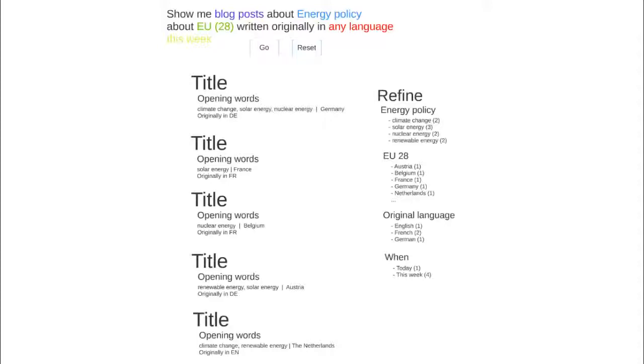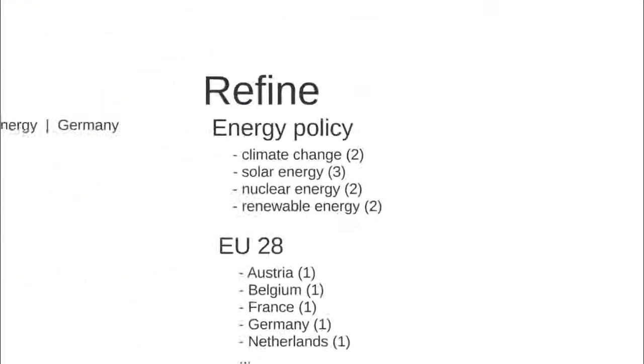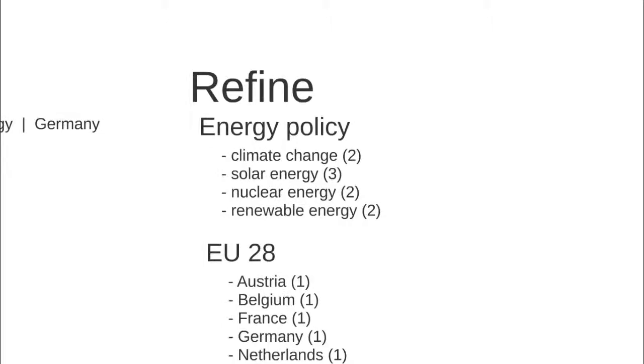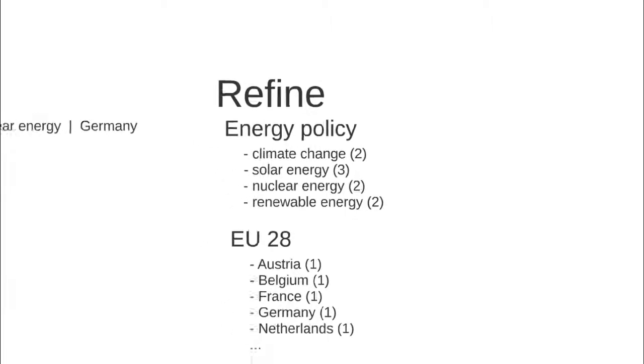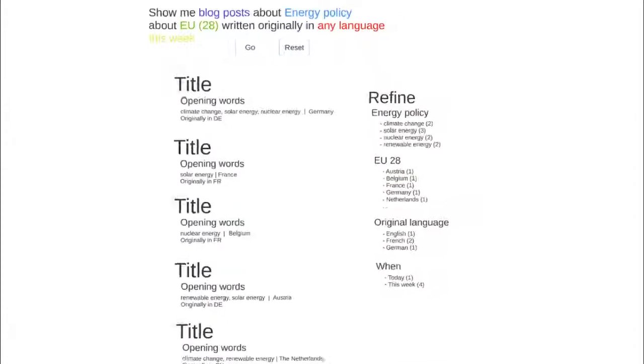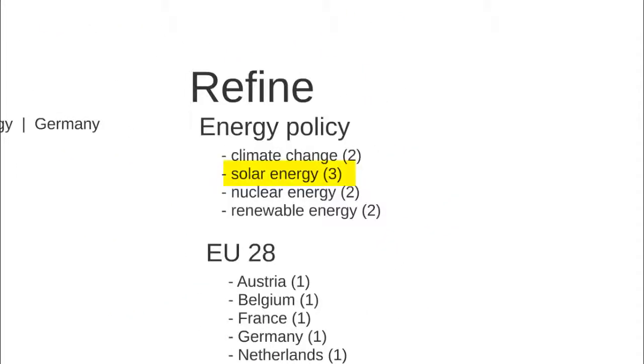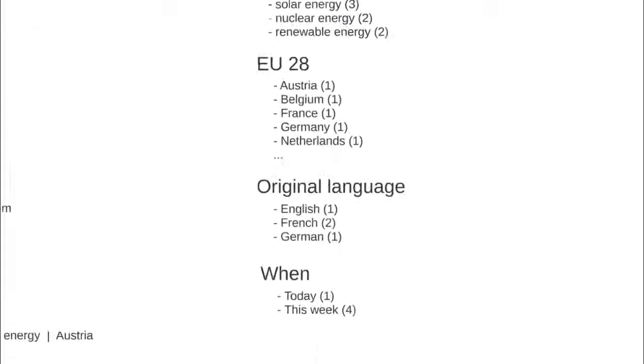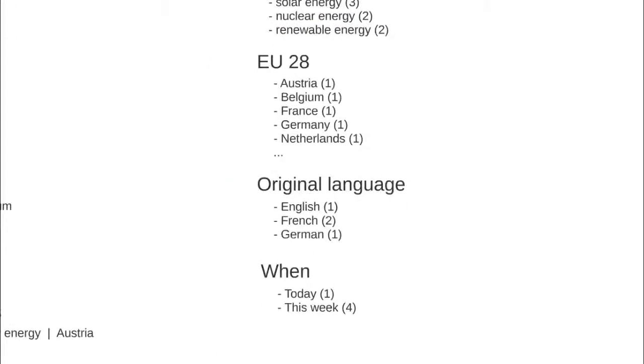But the other thing about faceted search is that it allows you to continue to refine your search further. You could, for example, decide that out of those 5 posts, I only want to show the ones about solar energy, and 3 of them are about solar energy. So you click on solar energy here and you refine the search from 5 down to 3. Or you could just choose one of the countries, or the original language, or when it was published. Out of these 5 articles, 1 was published today and the other 4 were published earlier this week.